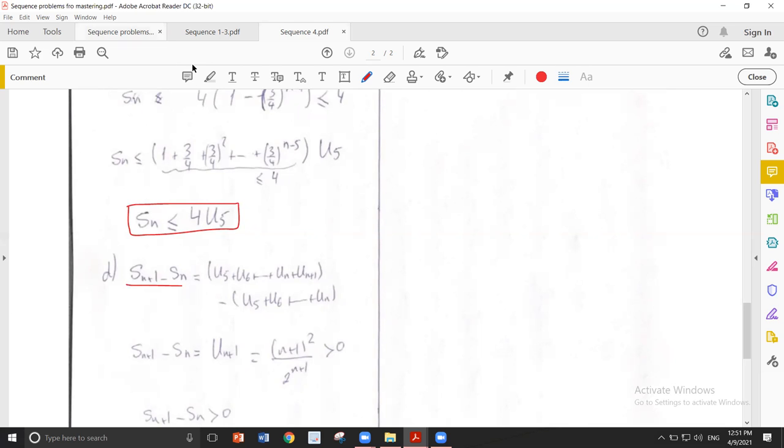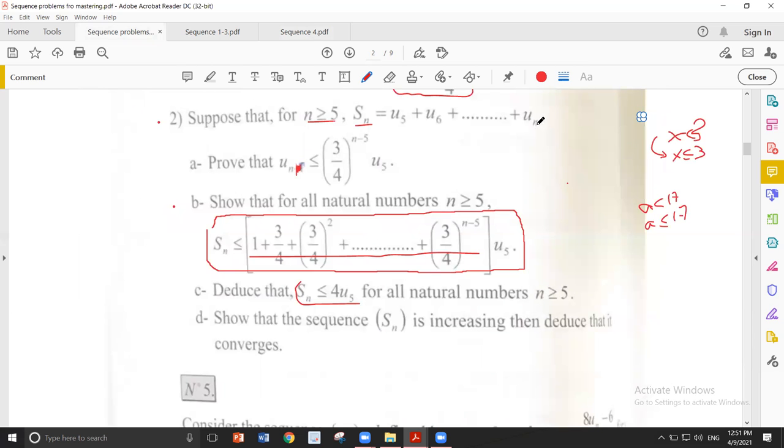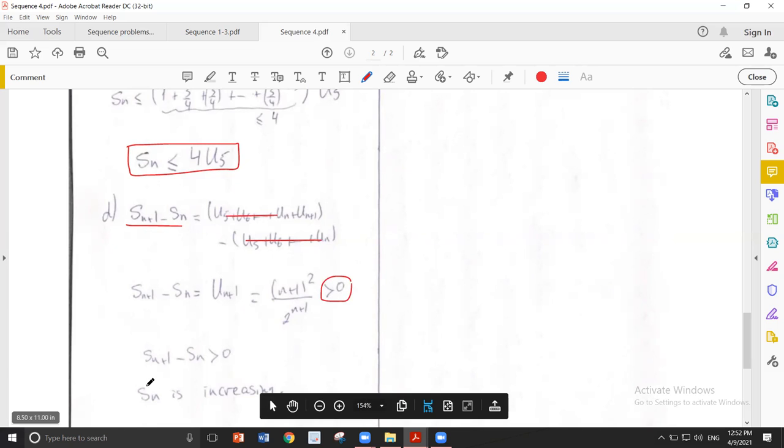Sn was U5 plus U6 plus up to Un. Sn plus 1 is U5 plus U6 plus Un plus Un plus 1. So Sn plus 1 minus Sn, all of these cancel together, and I am left with Un plus 1, which is n plus 1 squared over 2 to the power n plus 1, which is positive. This means Sn is increasing.